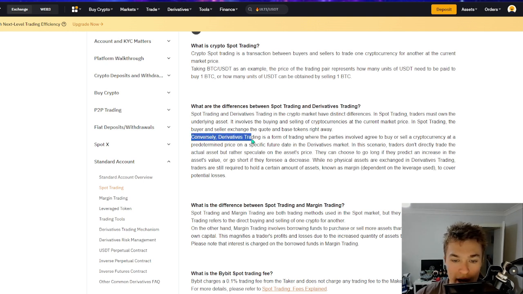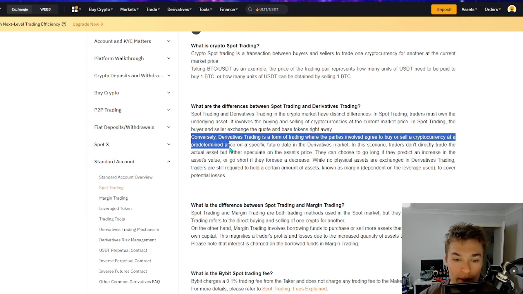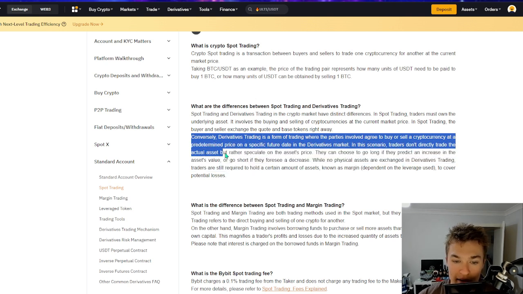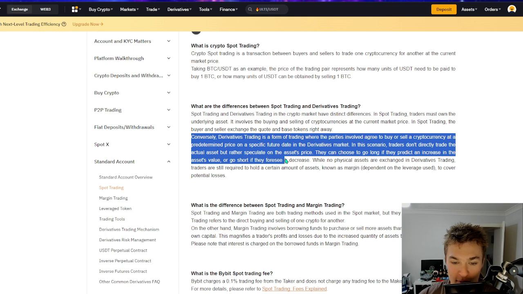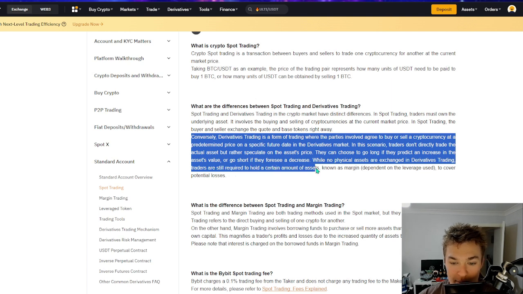Conversely, derivatives trading is a form of trading where the parties involved agree to buy and sell cryptocurrencies at a predetermined price or a specific future date in the derivatives market. In this scenario, traders don't directly trade with the actual asset, but rather speculate on the asset's price. They can choose to go long if they predict an increase in the asset's price, or go short if they foresee a decrease. While no physical assets are exchanged in derivative trading, traders are still required to hold a certain amount of assets known as margin, depending on the leverage used to cover potential losses.